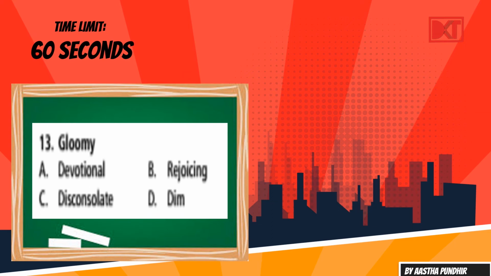Okay, here the word is gloomy. The options are A. Devotional, B. Rejoicing, C. Disconsolate, or D. Dim. Now, gloomy, as an adjective, refers to something sad. Okay, it depicts sorrow. Whereas, antonym of, I'm sorry. So the antonym of gloomy is B. Rejoicing. If you see the other words like here dim, it can be said to be a synonym.